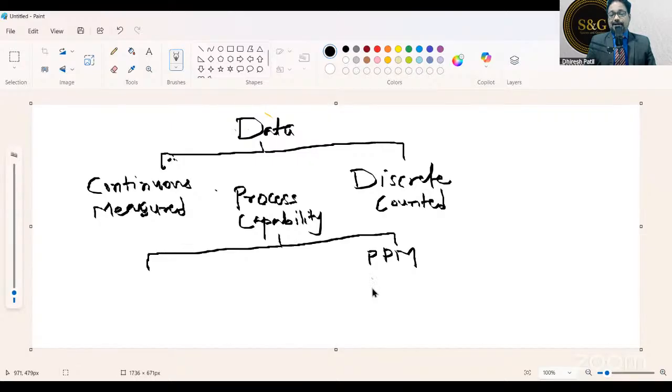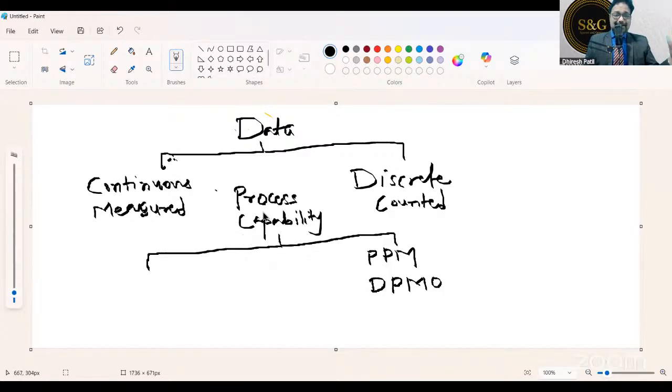ppm is parts per million, or DPMO, which is defects per million opportunities. Defects per million opportunities. ppm stands for parts per million and DPMO stands for defects per million opportunities.